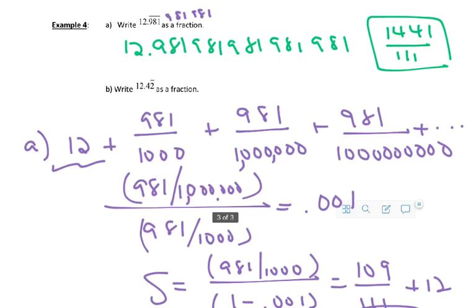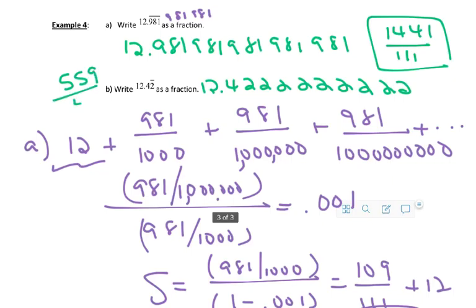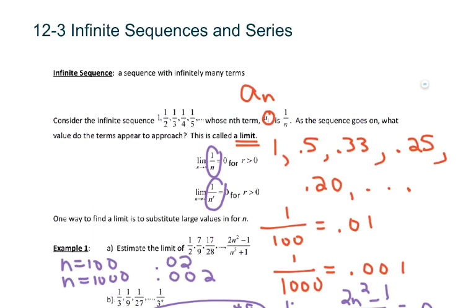So if you look at B, 12.42 repeating, notice what's repeating, just the 2. So in your graphing calculator, if you put in 12.4 and then you just keep putting in a whole bunch of 2's, and then you hit math, enter, it's going to pop up with 559 over 45. And that is the fraction that will result in the repeating decimal 12.42 repeating. And that's section 12.3 on infinite sequences and series.